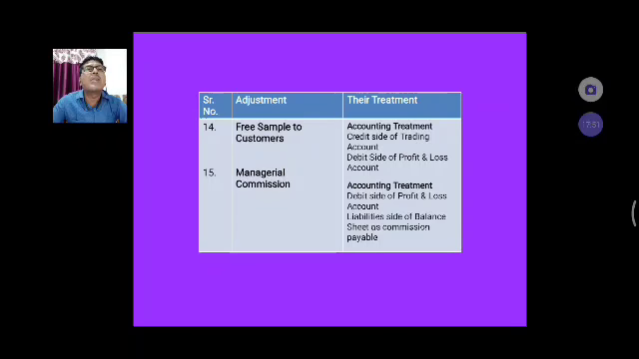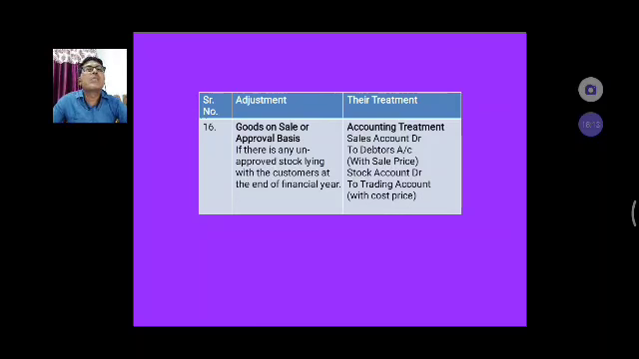Number 14, free samples to customers. Treatment: credit side of trading account and debit side of profit and loss account. 15th, managerial commission. The treatment is debit side of profit and loss account and liability side of balance sheet as commission payable.